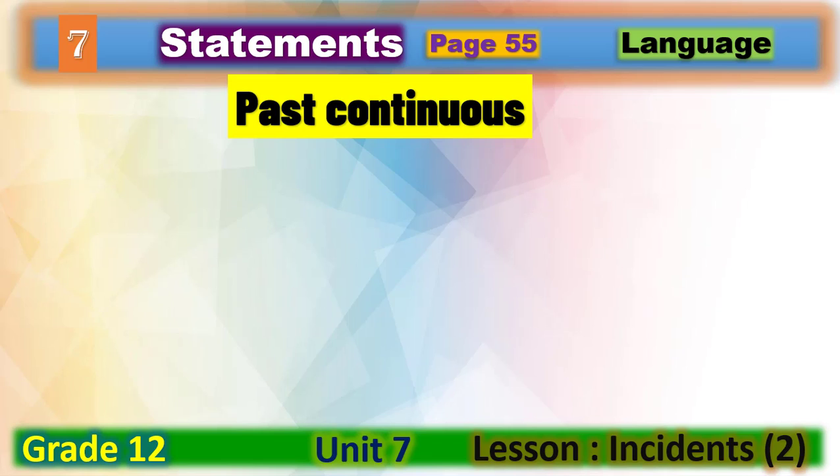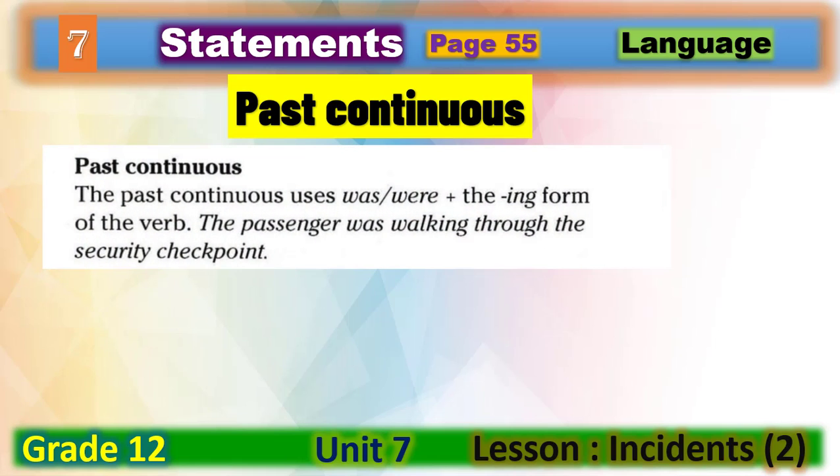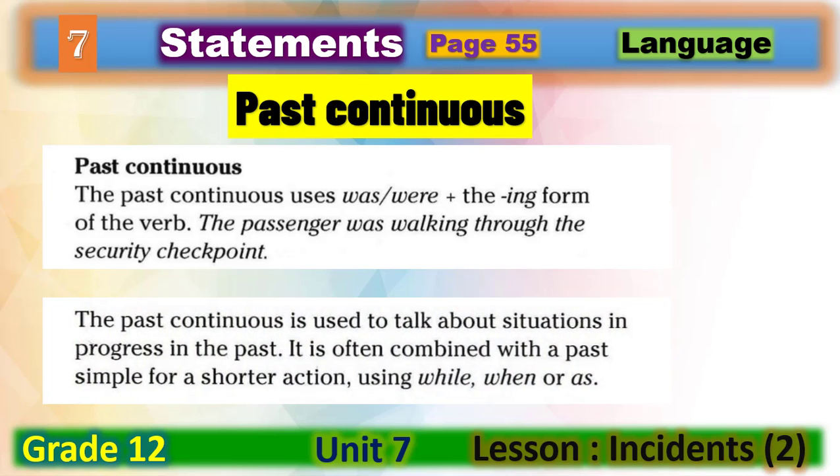Today we will study the past continuous tense. The past continuous uses was, were, plus the ing form of the verb. For example, the passenger was walking through the security checkpoint. The past continuous is used to talk about situations in progress in the past. It is often combined with a past simple for a shorter action, using while, when, or as.